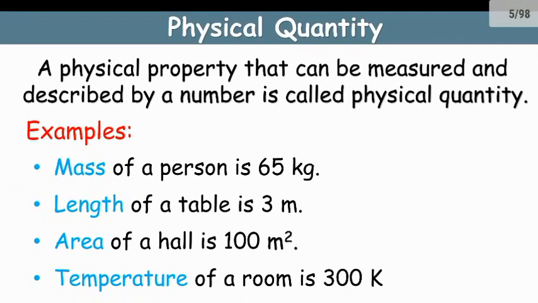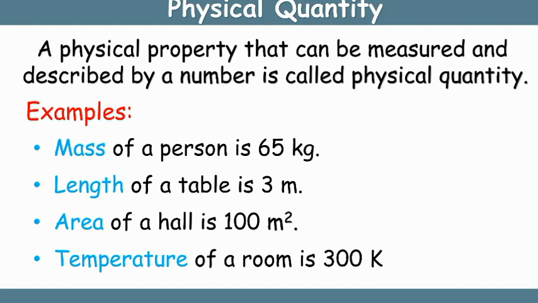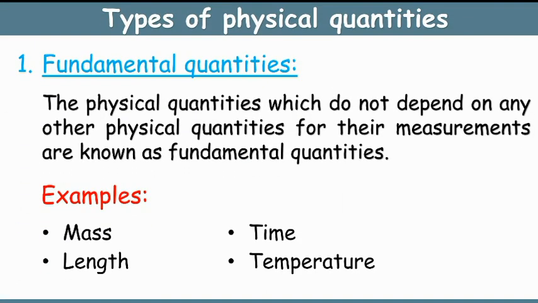So, first of all, let's discuss what exactly is a physical quantity. In physics, a physical quantity is any physical property that can be quantified, that can be measured using numbers. Examples of physical quantities are mass of a person, we say mass of a person is 65 kilograms. Length of a table is 3 meters. Area of a hall is 100 square meters. Temperature of a room is 300 kelvins. So this is about physical quantities.